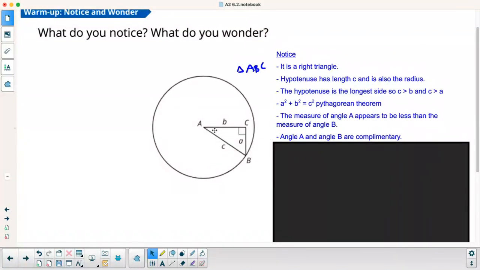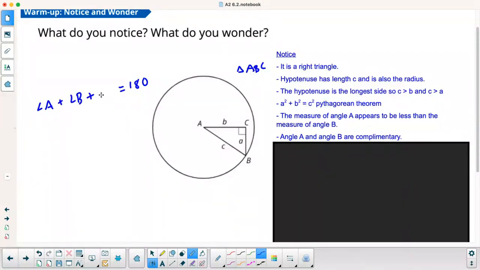Another thing, angle A and angle B have to be complementary. Why? Because the sum of the angles in a triangle equals 180. So we know that angle A plus angle B plus angle C, which is 90, add up to 180. When I subtract 90 from both sides, we get angle A plus angle B equals 90.